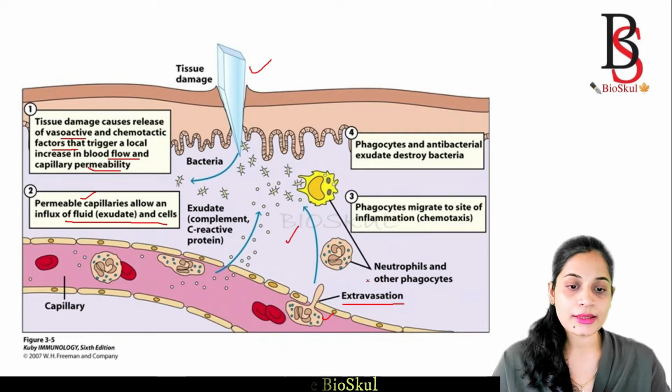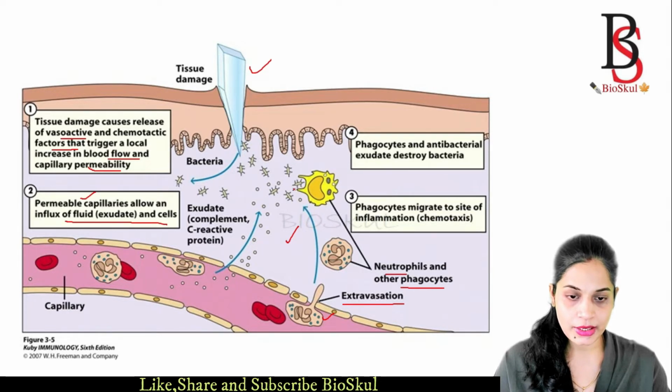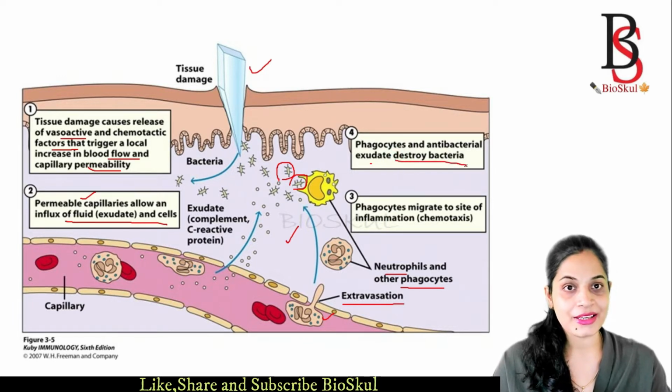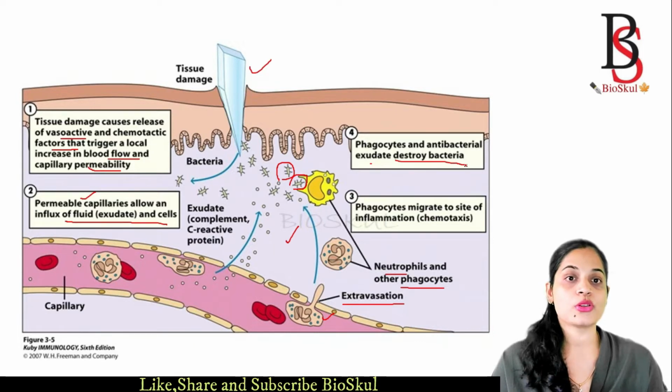Okay. In the third step, what will happen? The white blood cells, that is the neutrophils and other phagocytes like monocytes, migrate to the site of inflammation. Here they migrate to the site of inflammation where the antigens or different types of pathogens are present. Then the phagocytes and the antibacterial factors destroy the bacteria. This is how the leukocytes control the process of inflammation.